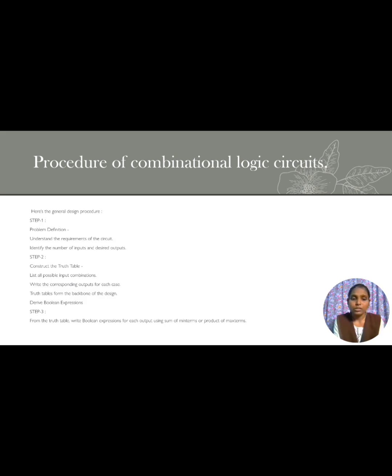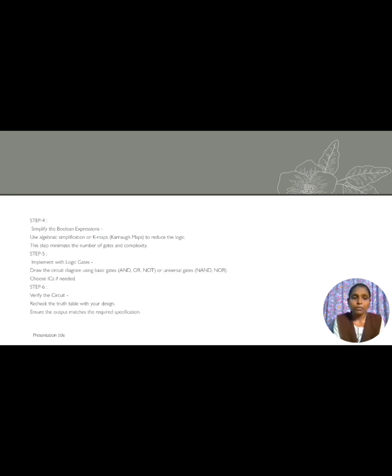Step 3: Derive Boolean expressions. From the truth table, write Boolean expressions for each output using sum of minterms or product of maxterms. And Step 4: Simplify the Boolean expressions. Use algebraic simplification or K-maps, that means Karnaugh maps, to reduce the logic. This step minimizes the number of gates and complexity.